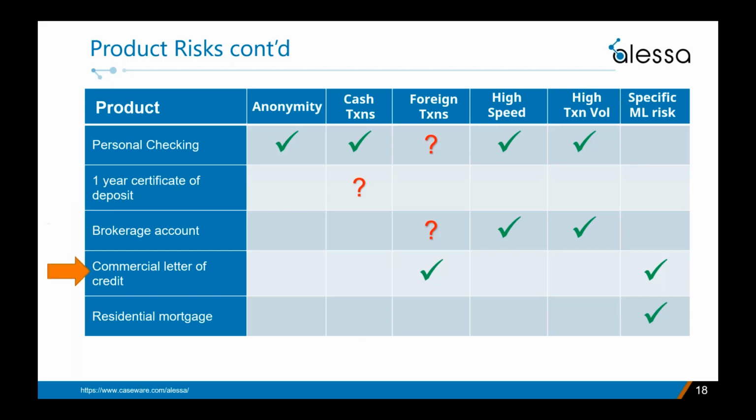Now, a commercial letter of credit is used to facilitate imports and exports. So naturally, there are foreign transactions involved, and they're used in trade finance, which facilitates a particular type of money laundering called trade-based money laundering. Now, that's a subject for a whole other webinar, so I won't go into much more detail on it, but if your bank offers trade services, it's important that you understand those risks.